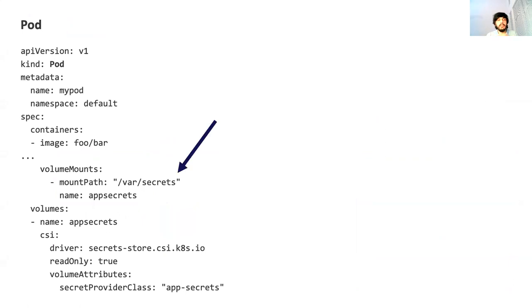So if you look at it here in the volume mounts, we have the mount path defined, which is the path inside the container, and it has /var/secrets. And if you look at the volume, we can see that it is a CSI volume and not a secret volume. The driver name in the CSI volume is what tells kubelet to use the secret store CSI for this particular volume.